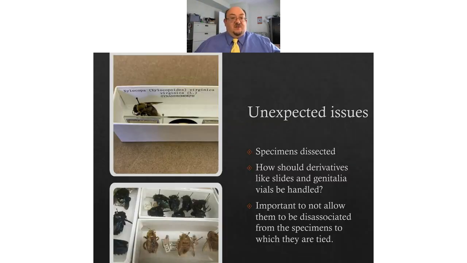Other unexpected issues, sometimes you have dissections, you have slides, you have genitalia vials. What to do with those? Because if you're taking the bee out of the tray, you don't want the bee and its genitalia separated from one another. So that has to go with the bee, but it obviously isn't being imaged in the same way as the bee itself. So those would also go up in the corner so that they weren't necessarily being photographed, but they weren't separated from the bee to which they belong.